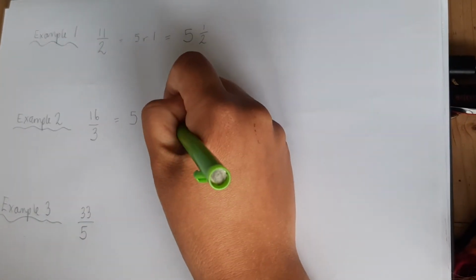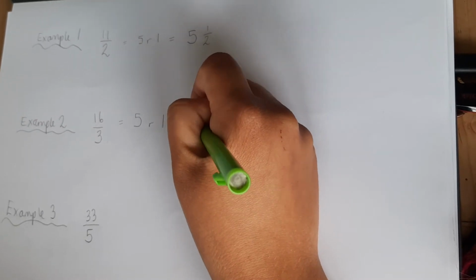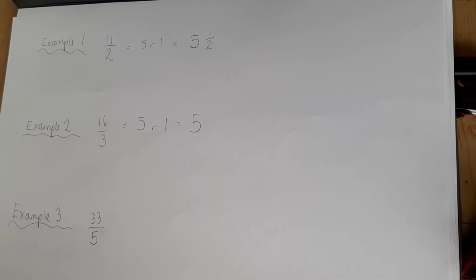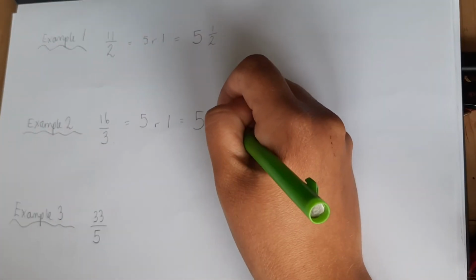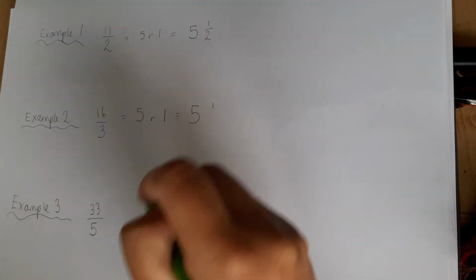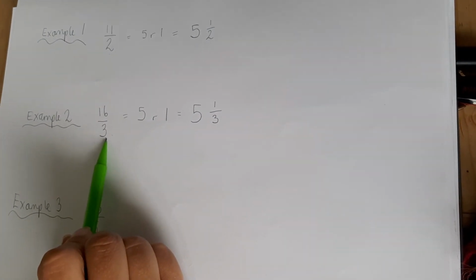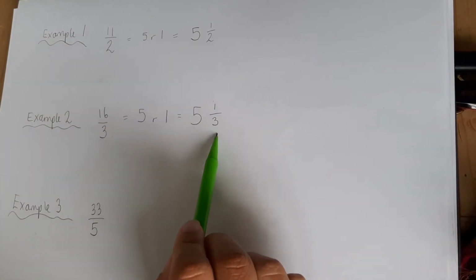So that again is going to be 5, remainder 1. However, it's a little bit different this time because we keep the 5 as the main whole number part, and we have the 1 as the numerator on the fraction, but then the denominator has to change because obviously we're dealing in thirds, aren't we? So your answer is 5 1/3.